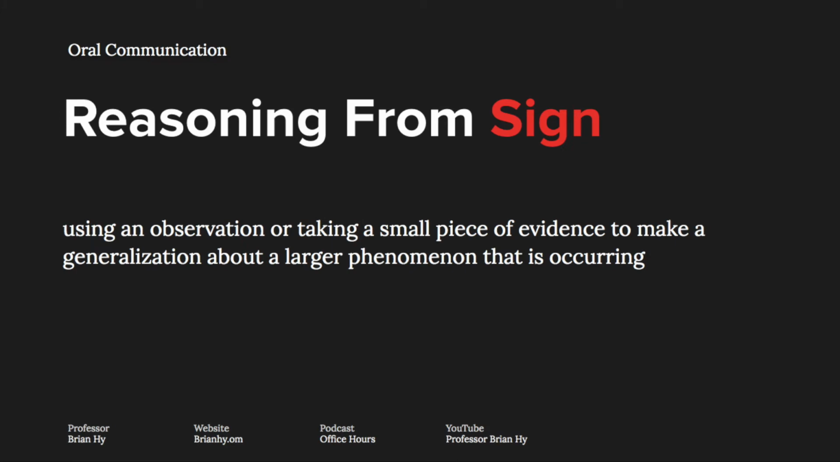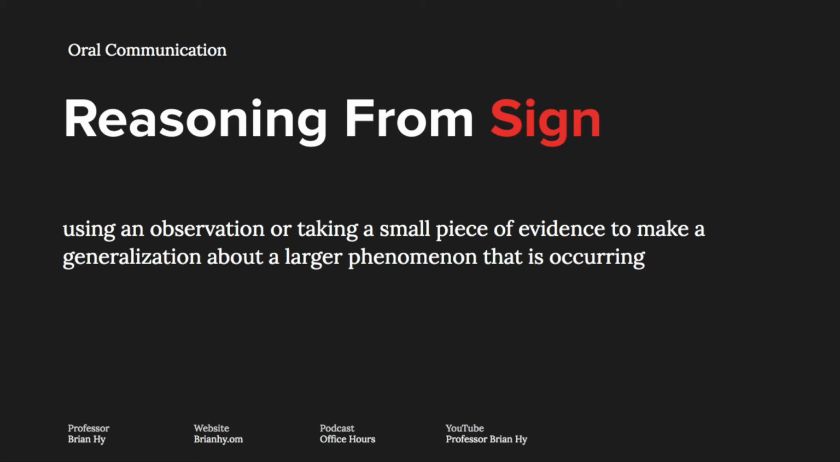Now, reasoning from sign involves using an observation or taking a small piece of evidence to make a generalization about a larger phenomenon that is occurring. You can also think about this as using a symptom to make an assumption about the broader situation that caused that symptom to occur, or viewing that symptom as a sign of something else.